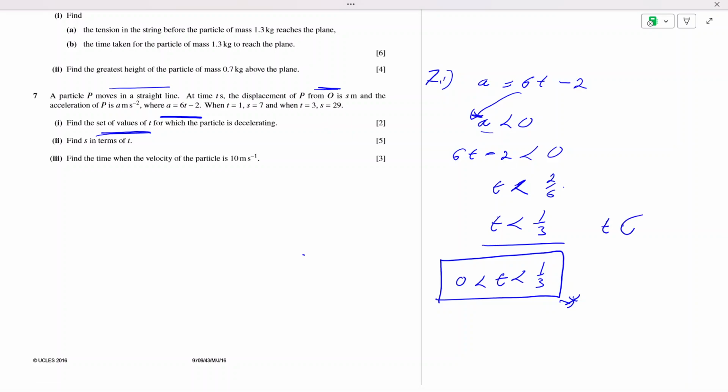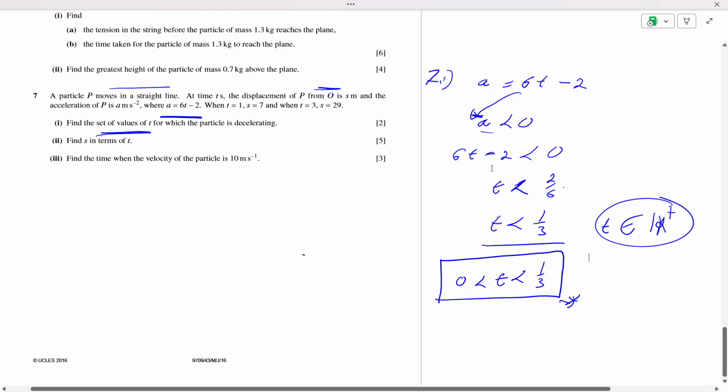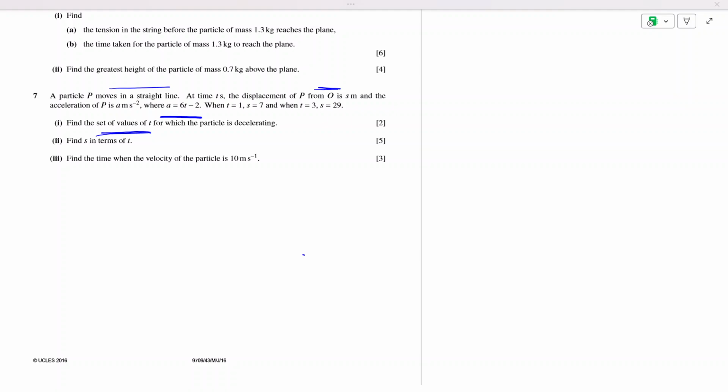Since you know that T is always an element of the positive reals, right? And the particle starts at a point O. We write the set of values from 0 to T is 1 over 3. From that range, the acceleration will be negative. You can prove it by plugging in any number that is between these two, with the exception of the limits, into this equation, and you see that the acceleration will always be negative. All right. So the second part, I will clear the space for the second part.